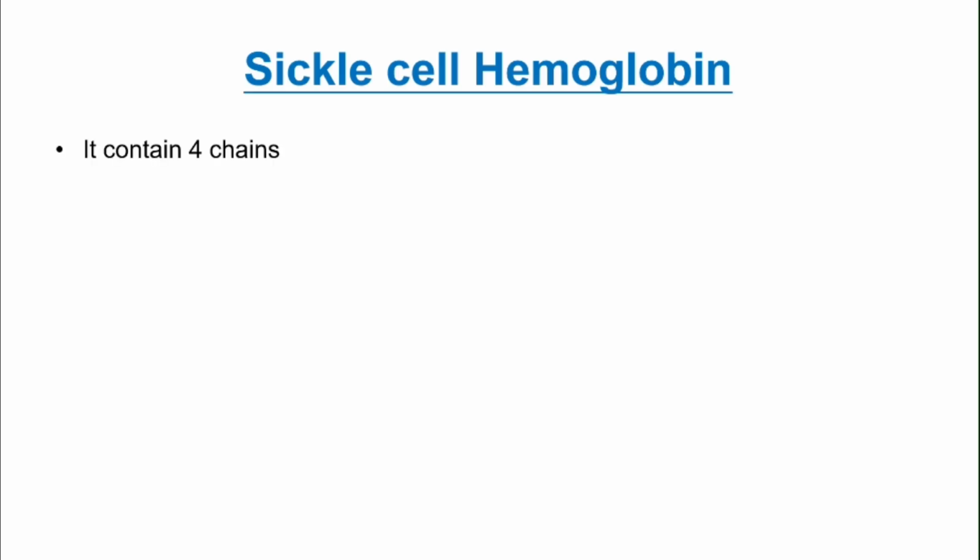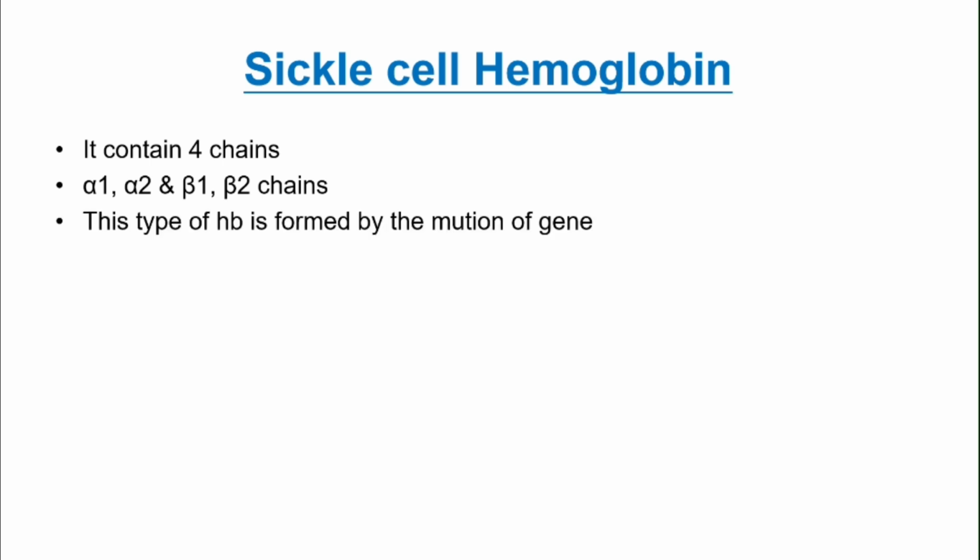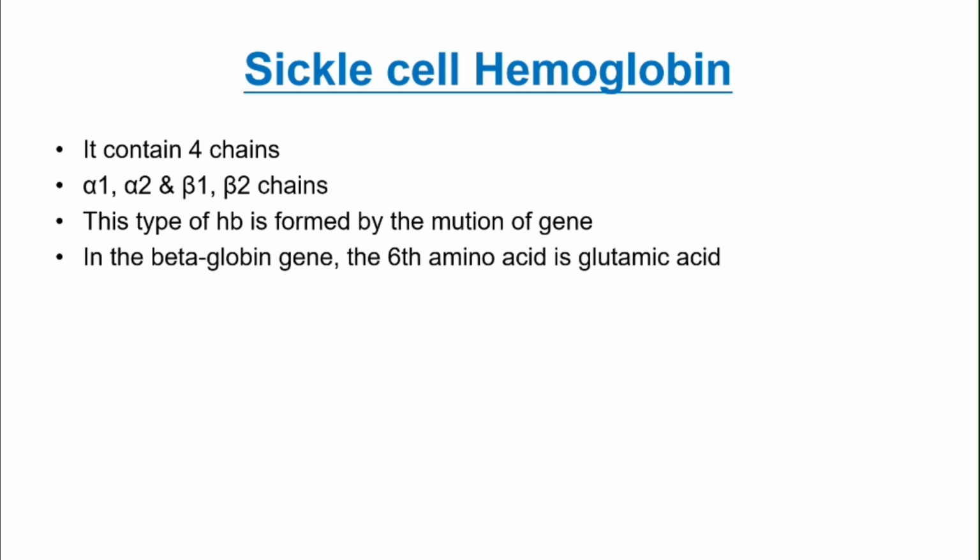Next we'll see sickle cell hemoglobin. It also contains 4 chains, like adult hemoglobin: alpha 1, alpha 2, beta 1 and beta 2 chains. But the difference between adult and sickle cell hemoglobin is that the beta chain is a mutated gene. Here, in the beta globin chain, the 6th amino acid, glutamic acid, is replaced with valine.